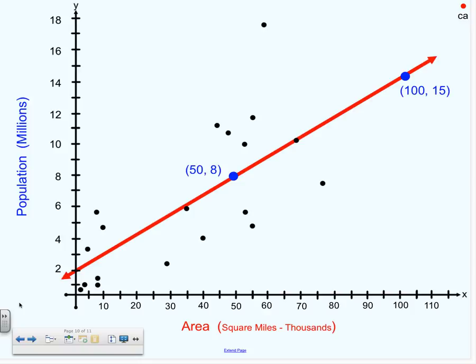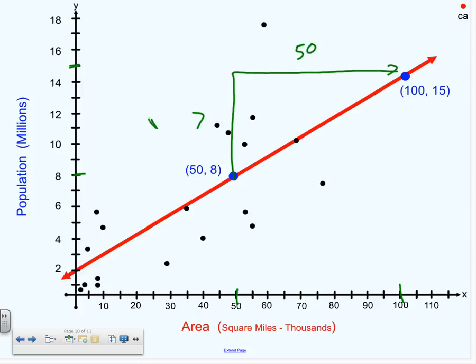Using the rise over run technique, I can see that I'm rising from 8 up to 15. You can see the 8 here across from this, and you can see the 15. So 8 to 15 is a rise of what? Looks like 7. And our run, it looks like we're going from 50 over to 100, and so that would be a run of 50.